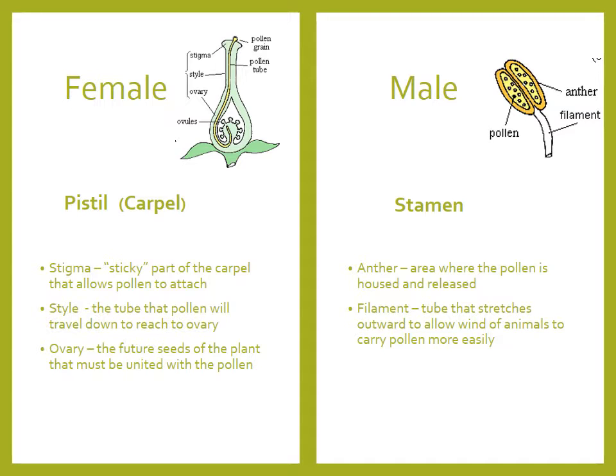Then on the male side, we once again know that is the stamen. Don't forget, men means male. The anther is going to be the region where the pollen is actually held. It stays on the outside. Some plants decide to use wind. Some plants decide to use animals to help move that pollen around.